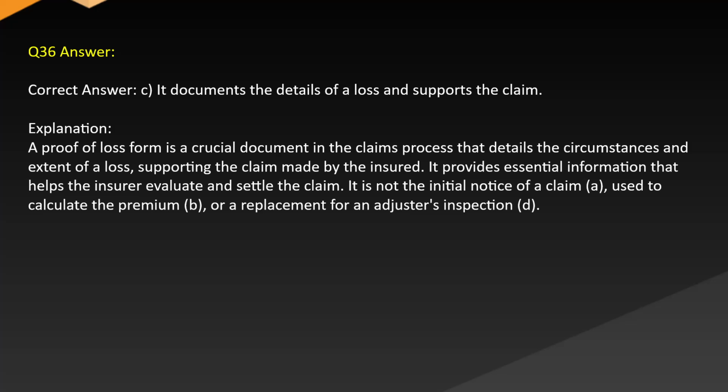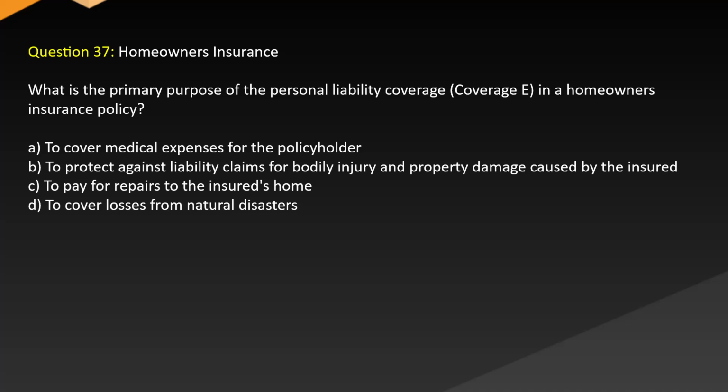Explanation: A proof of loss form is a crucial document in the claims process that details the circumstances and extent of a loss, supporting the claim made by the insured. It provides essential information that helps the insurer evaluate and settle the claim. It is not the initial notice of a claim, A, used to calculate the premium, B, or a replacement for an adjuster's inspection, D. Question 37.